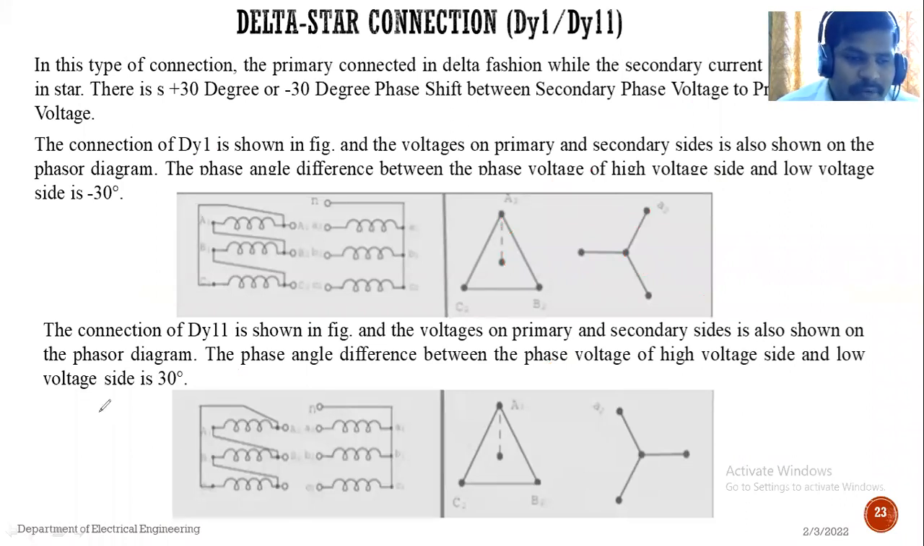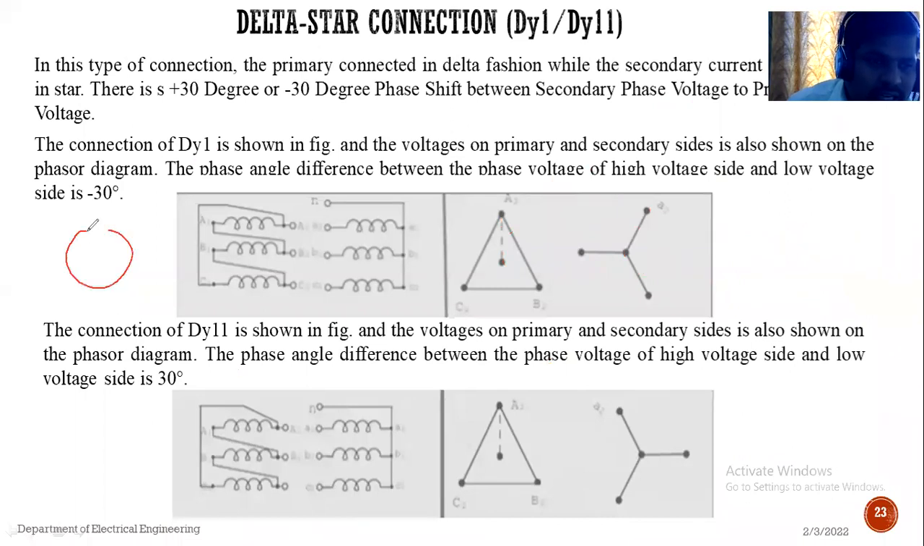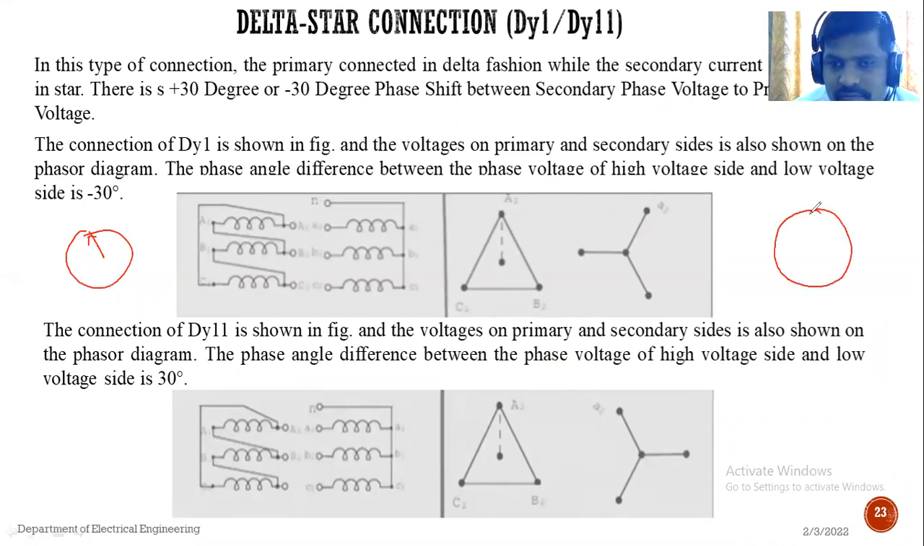See, I will represent the clock convention. Here it is, I will draw here. Okay, see, there it is the 12 point, or it may be this is the HV winding, and LV is here. So it is at the 11 position. That is delta star 11.